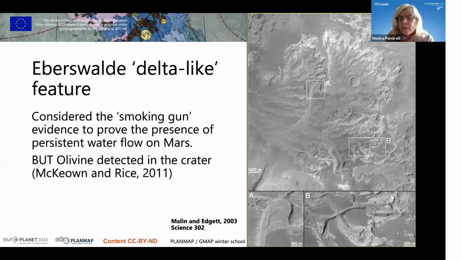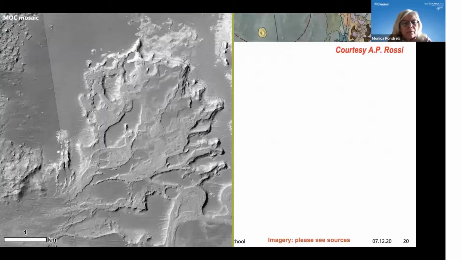But then olivine was detected in this crater. Olivine is not very consistent with the presence of water in a delta, because olivine is the first mineral to be degraded by water. So in a delta or alluvial fan, I don't expect to have it. There was a discussion. I will come back to that later. But if you go into more detail, this is one of the delta lobes in any case.